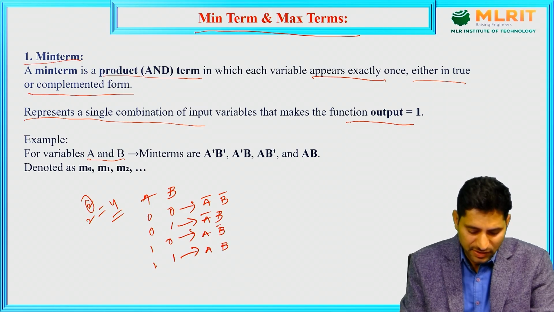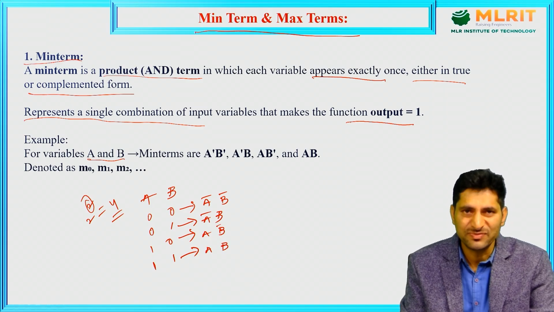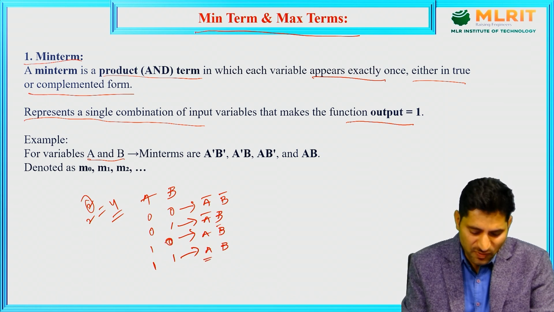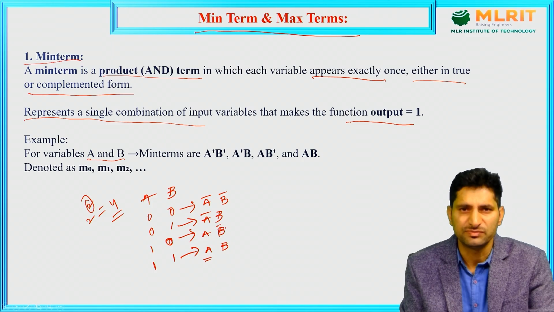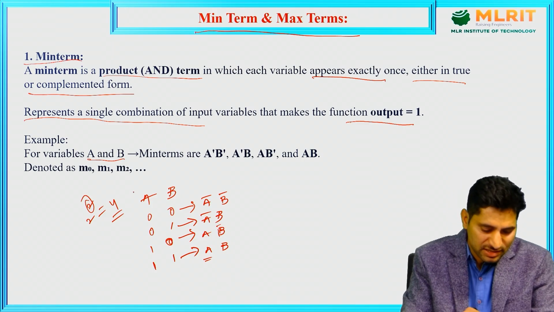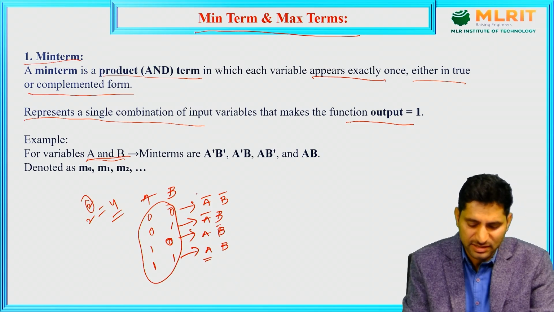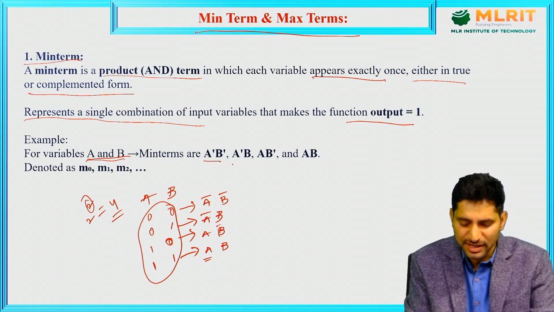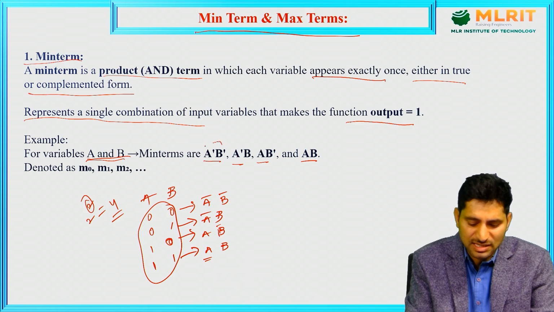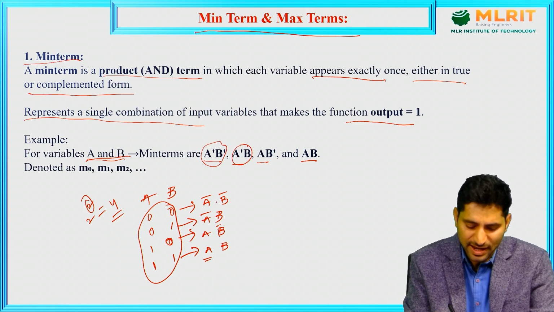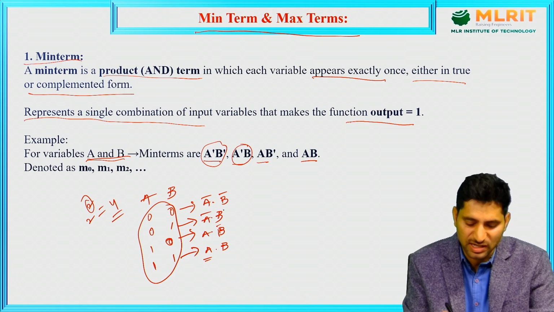So 1 means true, 0 means false. 1 means true, so we'll take the true variable, and 0 means false, so we'll take the complemented value. Using these two variables, we'll have these four possibilities: a bar b bar, a bar b, a b bar, and a b. These are product terms, also called min terms.